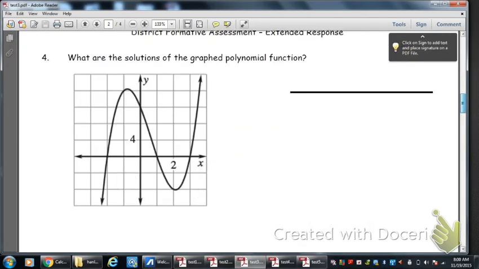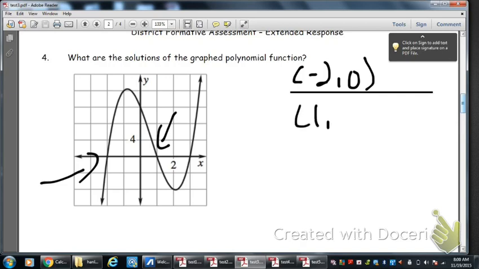Again, this is one of those ones that's super easy. You just have to know what to do. Here, one of the zeros is right there, so I'm going to say negative 2 comma 0. Another one's right there, 1 comma 0. Another one's right there, 3 comma 0. So it's that easy. Every time it crosses the x-axis, it's a 0. So bam, that's it.